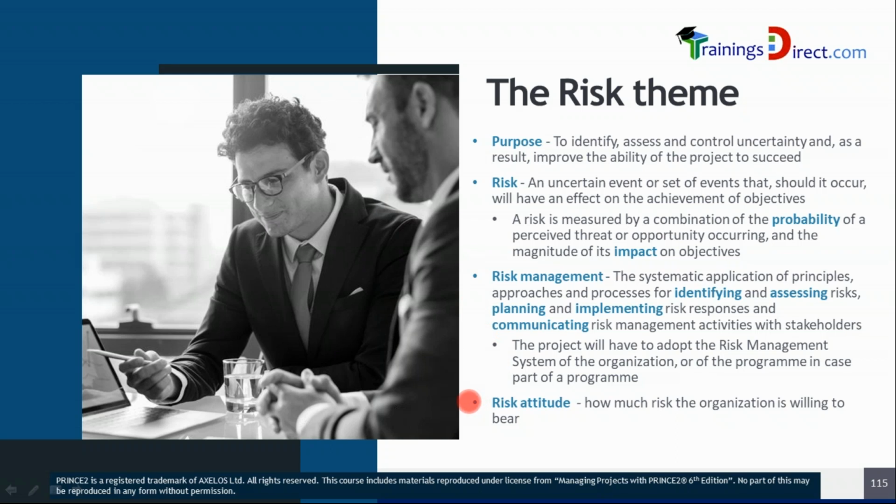Risk attitude. How much risk the organization is willing to bear. Some organizations may want to take high risk in anticipation of a good reward from the project, even though they may have a risk of losing a lot of investment. On the other hand, some organizations may not want to take much risk. Therefore, they may not be ready to do a project unless they are sure that they will reap the rewards of executing that project.